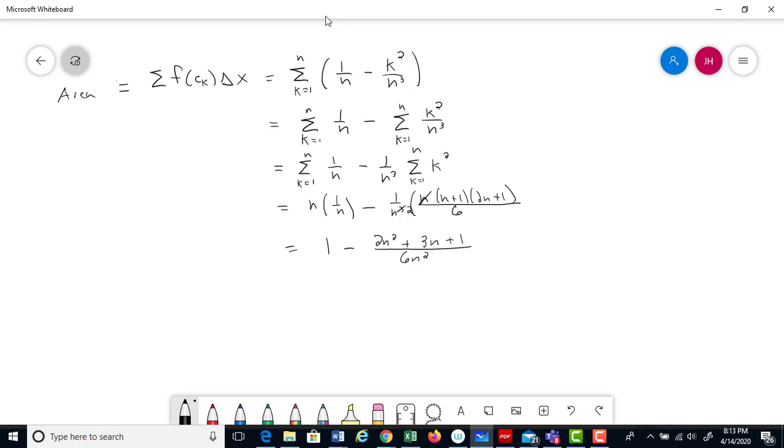So I'm going to do a quick check here. What if n is equal to 4? Remember, we did right endpoints for 4. So this would be equal to 1 minus 2 times 4 squared plus 3 times 4 plus 1, all over 6 times 4 squared. And now we really hope that this is going to be the thing. So this is going to be 32 plus 12 plus 1, all over 6 times 16, 1 minus 45 over 96. Wait, that's not right.